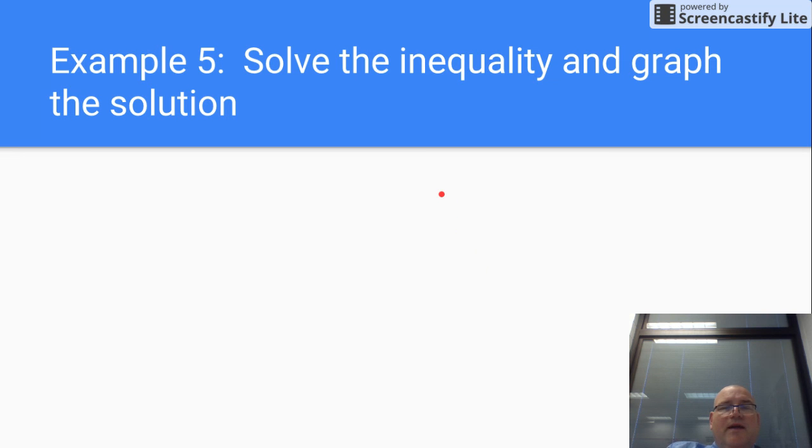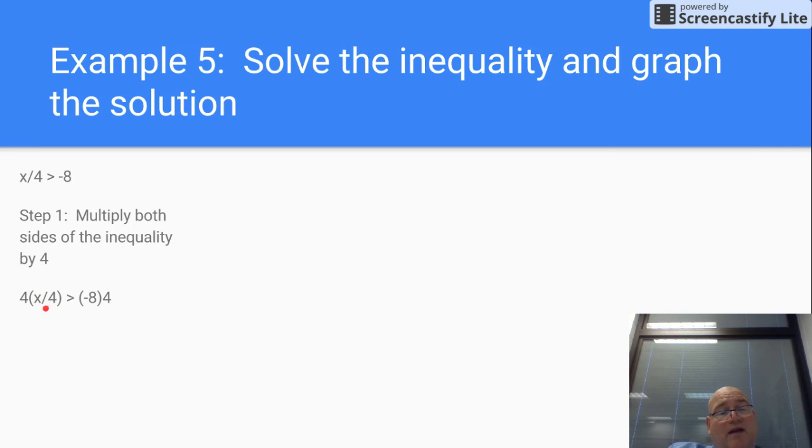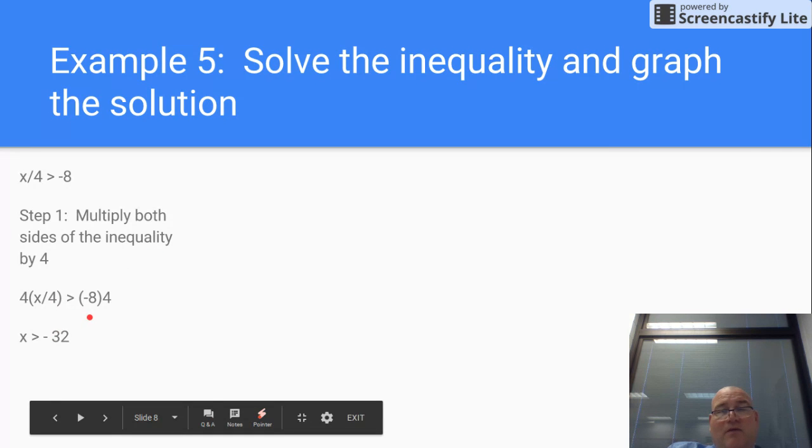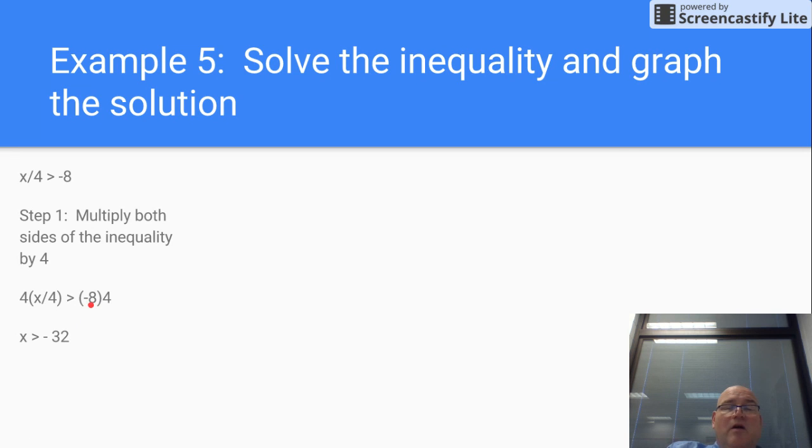Example 5. Again, we're going to solve the inequality and graph the solution. X divided by 4 is greater than negative 8. Again, step 1 is to solve it. X is on the left-hand side being divided by 4. So we're going to multiply both sides of the inequality by 4. Multiplying both sides by 4, it'll cancel it out of the left side, leaving us with just x. X is greater than negative 32.